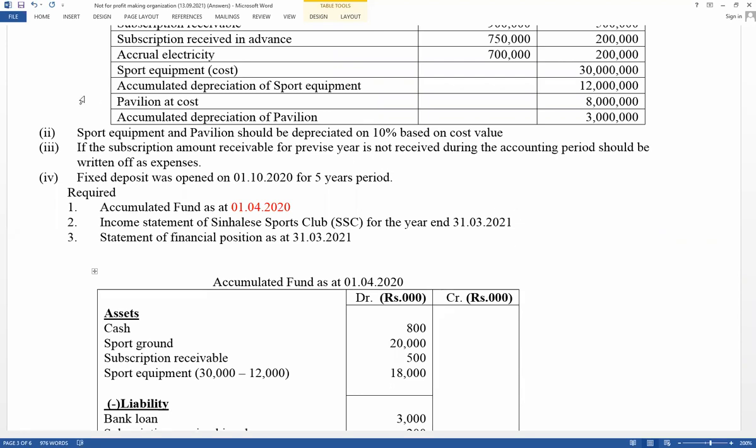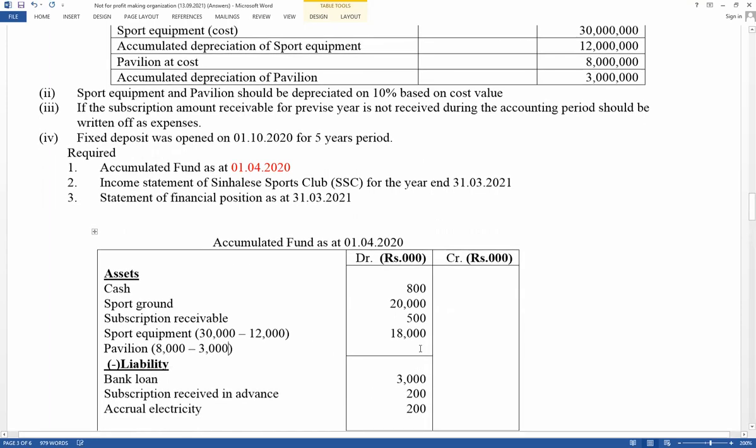As well as pavilion, cost and accumulated depreciation are also given separately. Therefore, pavilion is also under assets. Net book value should be recorded. Cost value equal 8,000. Therefore, 8,000 minus accumulated depreciation 3,000. Net book value 5,000.